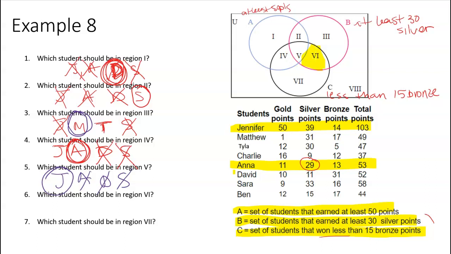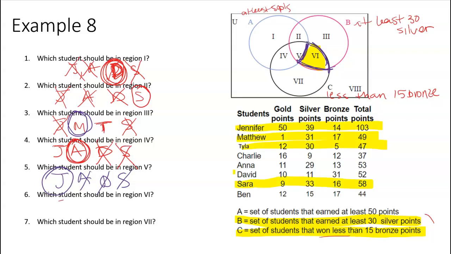Which student should be in region 6? So region 6 is over here. It's enclosed by the C black circle. So we know that it has less than 15 bronze, and it is enclosed by the at least 30, but doesn't get included in that at least 50. So what students have at least 30 silver? Jennifer, Matthew, Tyla, and Sarah. Now we know it's not Jennifer, and we know it's not Matthew, and we know it's not Sarah, so it has to be Tyla because she's the only one of these that is not included in this category here. So it must be Tyla.